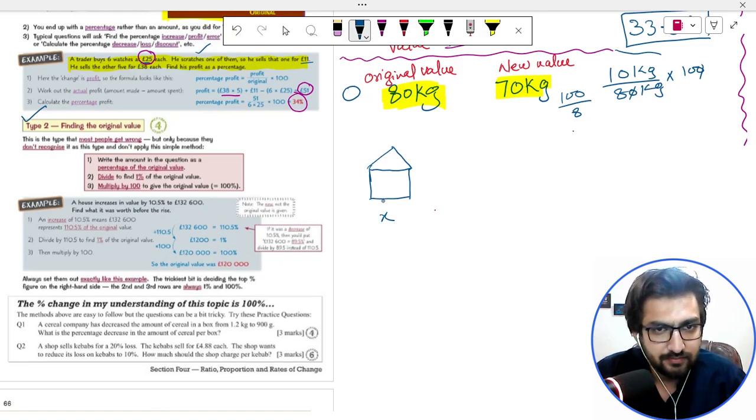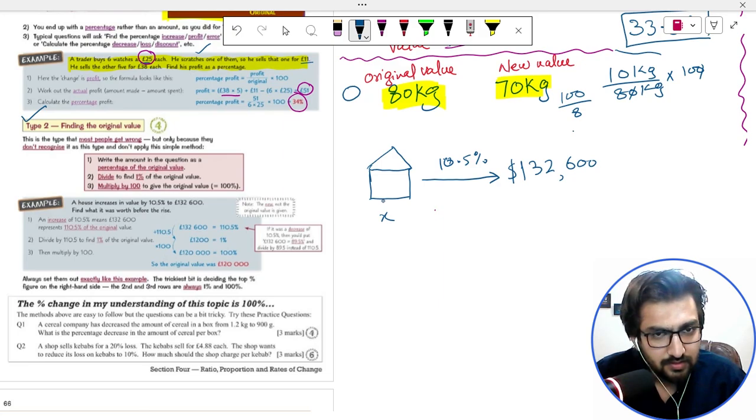The price is not given, and you are given that the price of this house has been decreased by or increased by, let's talk about an increase. This is a house whose price is increased by 10.5%. A house whose price has been increased by 10.5%, and the new price is $132,600. Now the new price is given, the percentage increase is given, but the original value is not given.